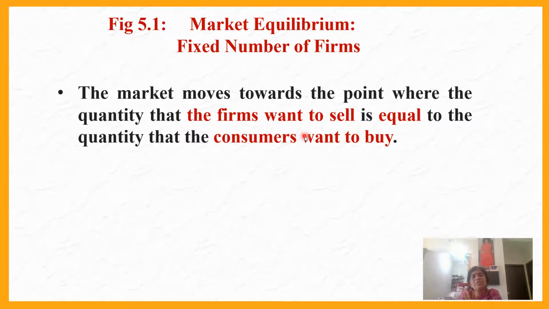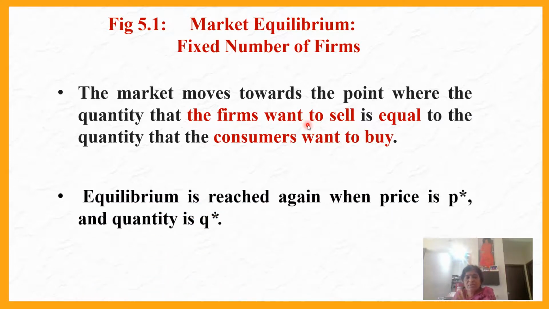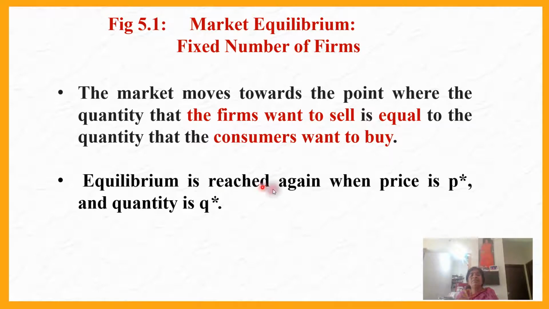What does the equilibrium condition tell us? The seller's amount of product is exactly equal to the consumer's demand, what they want to buy. That is what we refer to as the market equilibrium situation. Both quantity demanded and quantity supplied match, and the market clears. Market clears means there is no excess demand or excess supply or imbalance in the market, as we have discussed. And equilibrium is reached again.